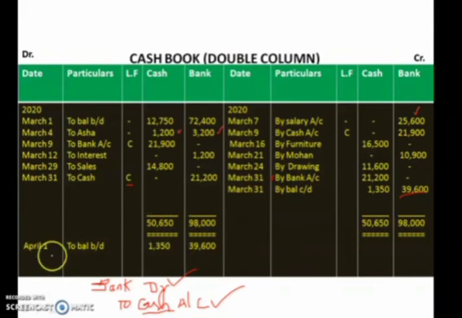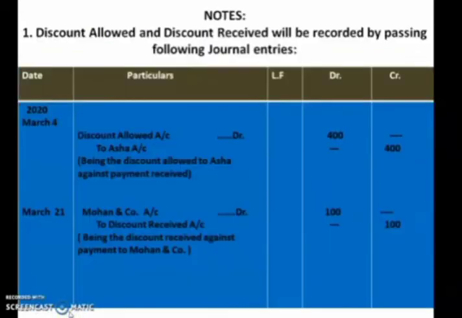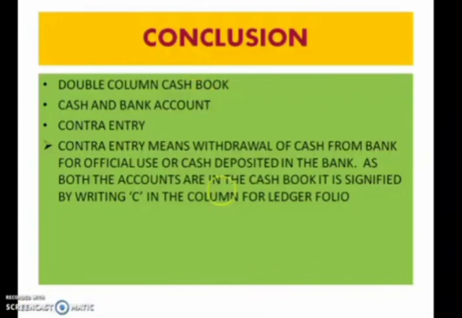Now on April 1, to balance brought down, you have to bring this carry down to next day or next month first day. On April 1, to balance brought down, 1,350 will be written over here, and the bank, that is 39,600, will be written over here. So I hope you understood the way of posting the entry in the cash book when we maintain a double column cash book. Okay, now children, now we can move to the conclusion of today's topic.